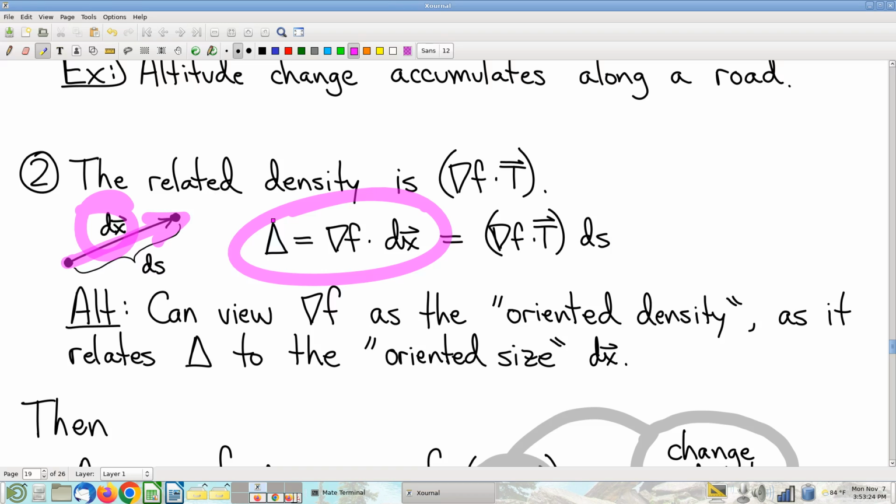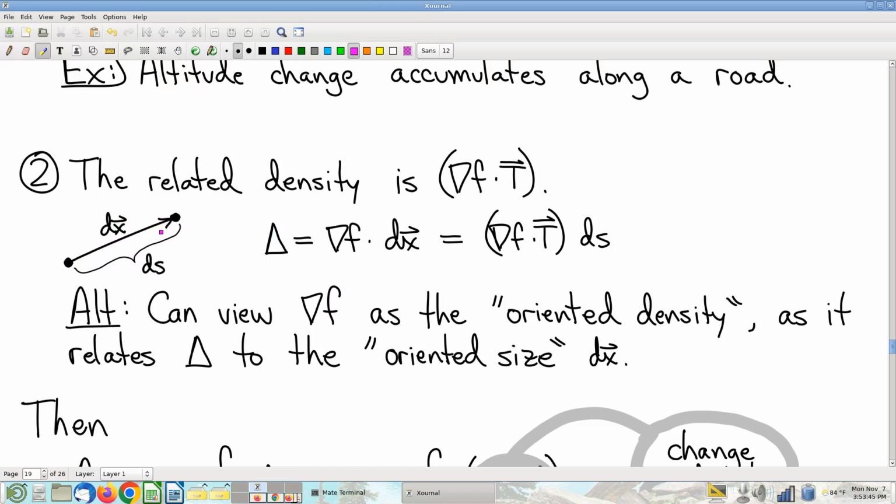So the input change here, how much we move in the domain, is the dx vector. The output change, how much did f change? f of b minus f of a, right, is what I'm abbreviating with delta here. And the gradient is the relationship. Does everybody remember this from chapter 2? I hope. Okay. All right.